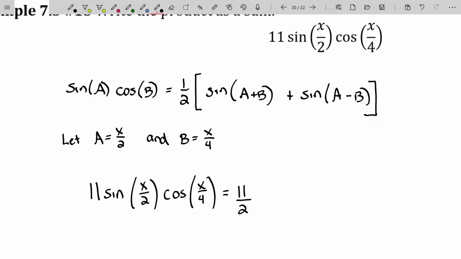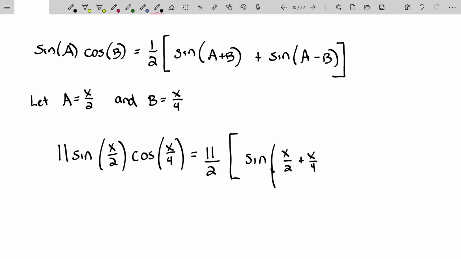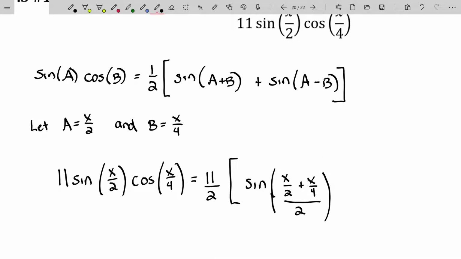It's 11/2 times the quantity sine of the sum of those two angles, x over 2 plus x over 4, divided by 2. So let me divide that by 2. And then, oh, nope, it's not divided by 2. I don't know why I wrote that. It's because we just finished the other formula.